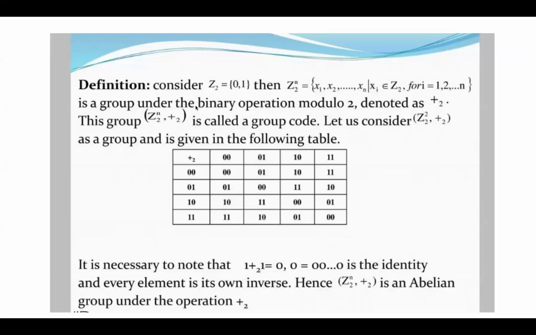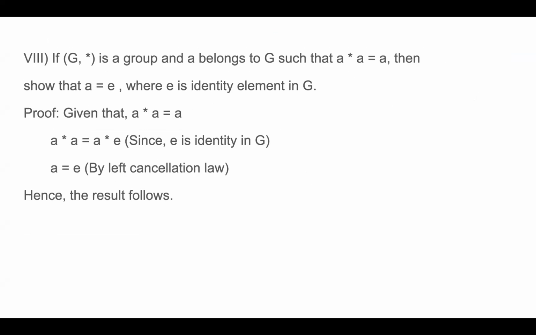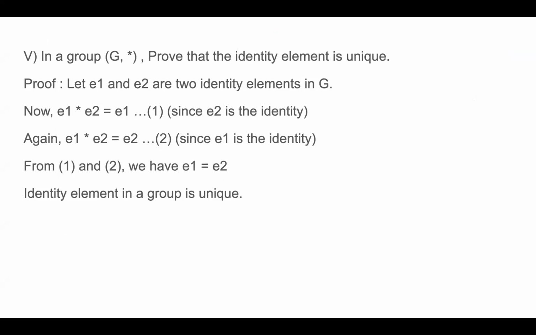It is a group under the binary operation modulo 2. We have Z2 as 0 and 1. Therefore Z2 raised to n, the set of x1, x2, ..., xn, is a group. Z raised to n is also a group under the binary operation modulo 2. We know a group has some operation. Here we have seen such operations.